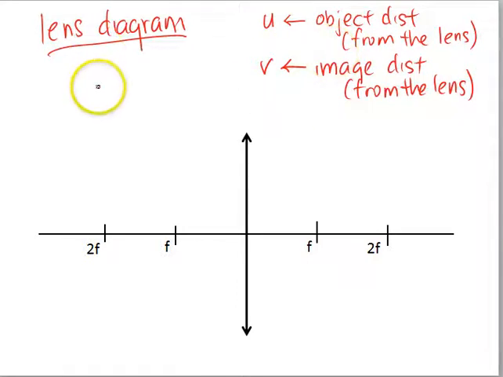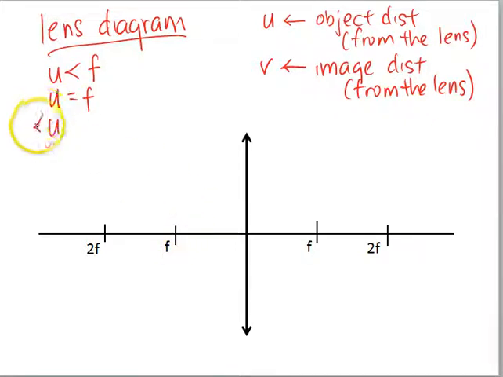Okay, under the lens diagram, normally you only have these few cases here. Where you have U less than F, which means that the object is somewhere here. It is in between F and the lens. Next, you have U equals to F. This is the next case here. That means your object is right smack on the focal point.